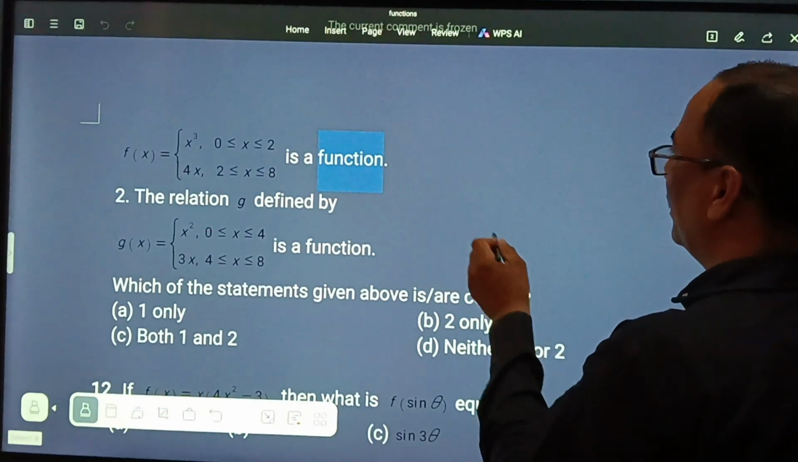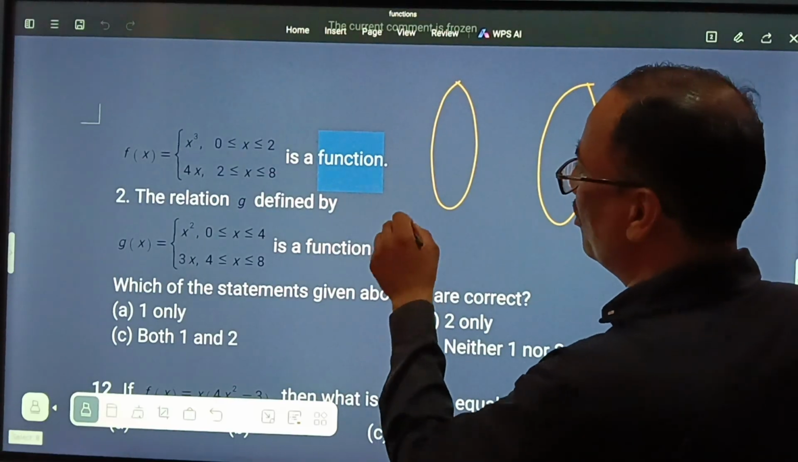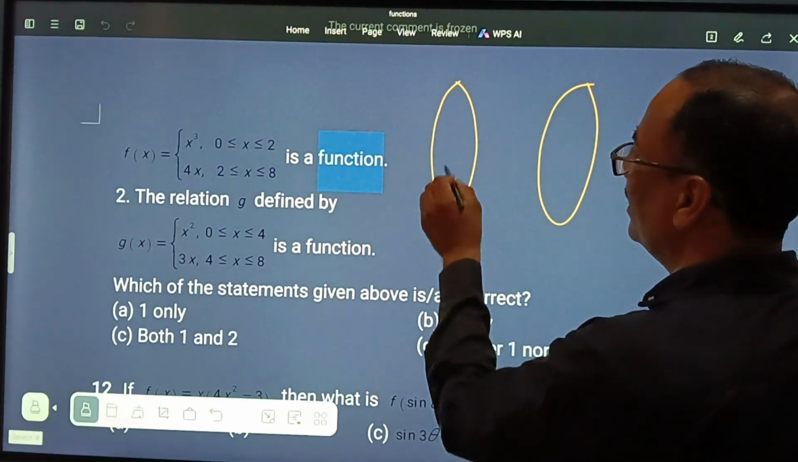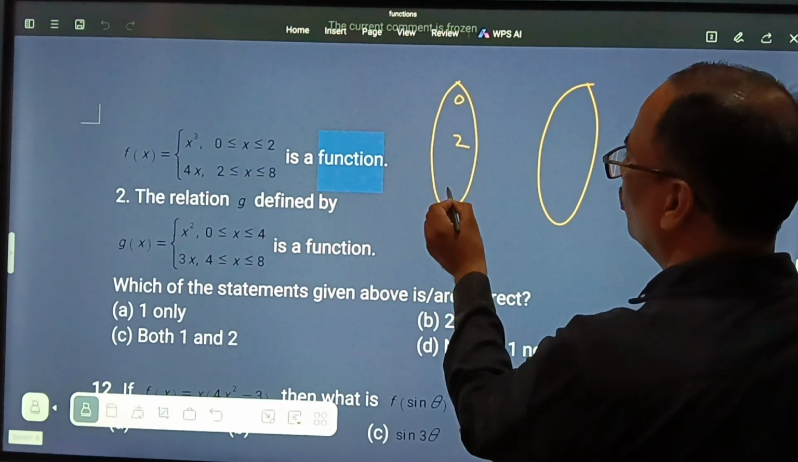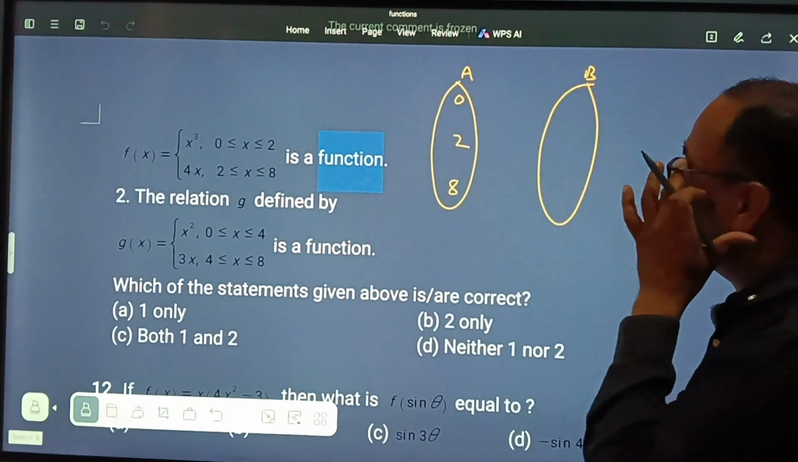So our aim is what? First one is a function or not. So here the domain is what? 0 to 2 and 2 to 8. This is the domain, and the range we have to find.